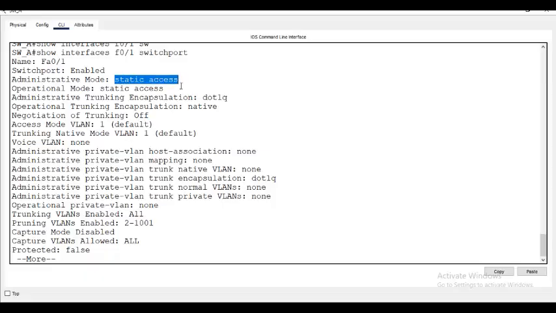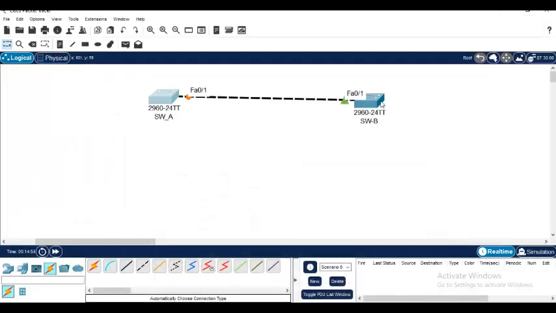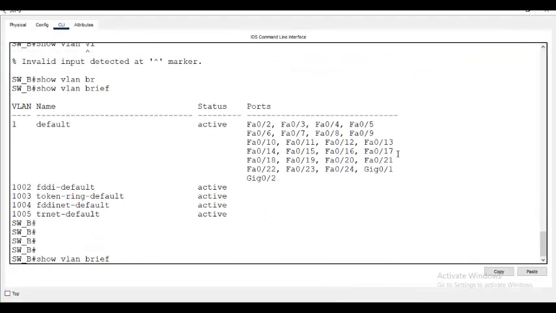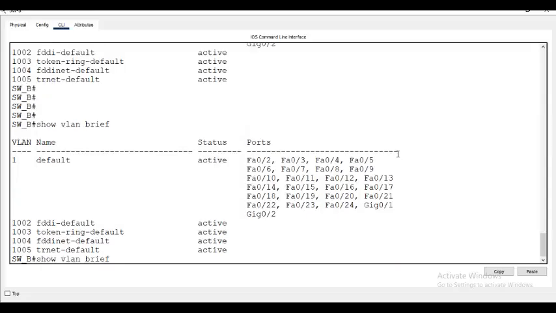So when you go to switch B and check show vlan brief, or no, give some time. The real switches will have immediate impact, but this is taking some time. The reason is this is still in red color. It has to turn. What I can do is just shut down this port and unshut.